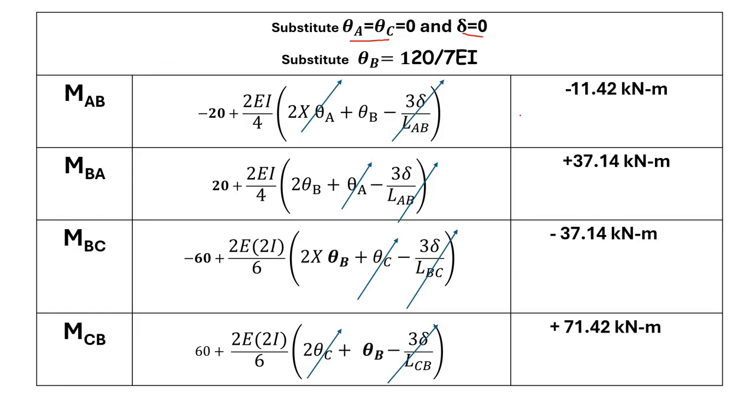Then after substitution of all the values, you get here minus 11.42, plus 37.14, minus 37.14 and 71.42. So you can go through this table for explanation. These values will guide you to calculate the final moment. These are final moment values. And bending moment by parts.